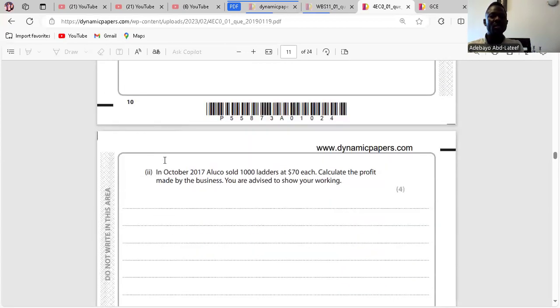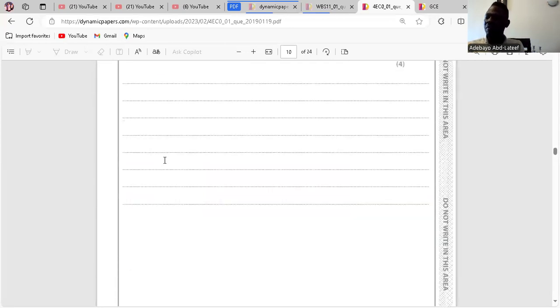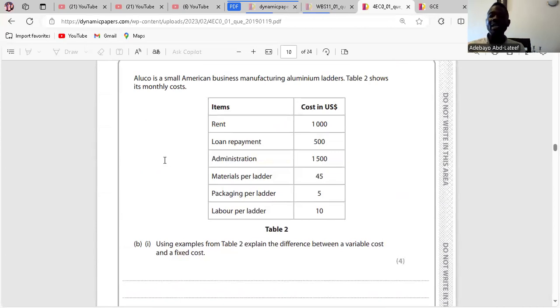Now, question 2 says, in October 2017, Aluko sold 1,000 ladders at $70 each. Calculate the profit. The formula for profit is total revenue minus total cost. Selling 1,000 ladders at $70 each means our total revenue is 70,000. Leave that aside. Now we need to find the total cost. Total cost is FC plus VC. Here FC is 1,000 plus 500, which is 1,500. Then our variable cost for material is 45, multiplied by 1,000, which is 45,000.